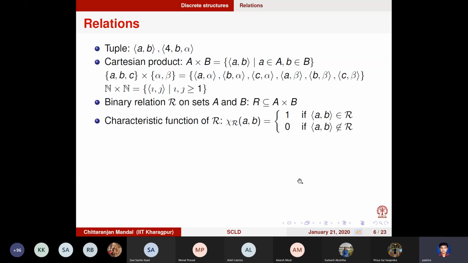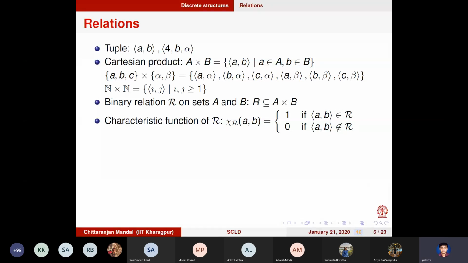Sometimes you can define the relation as an indicator function or a characteristic function over the Cartesian product set. This function takes any element of the Cartesian product, any ordered pair belonging to it, and produces a value 1 or 0. It produces a value 1 if that particular tuple belongs to the relation R, the subset R, and 0 otherwise. So it's an indicator function or a characteristic function over the Cartesian product set. It basically denotes whether an element you pick from the Cartesian product set satisfies the relation or doesn't.